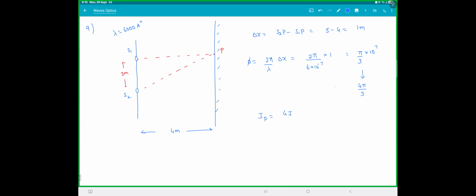Intensity is 4I cos square phi by 2. This would be 4I, that will be cos 2 pi by 3, so that will be 1 by 2, cos square. That will be I. Clear with this? Check it out. If it is pi by 3, then we have a problem. 2 pi by 3, 4 pi by 3, 2 pi by 3 is also a problem. I think it is 4 pi by 3.